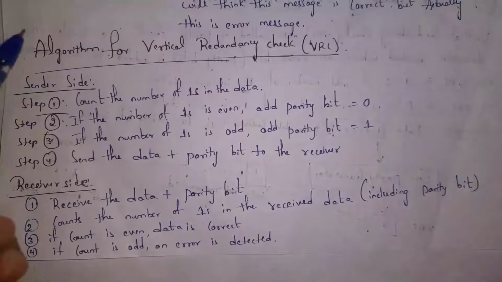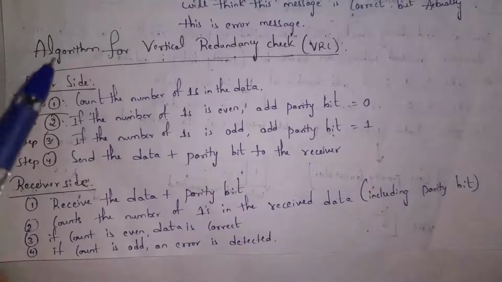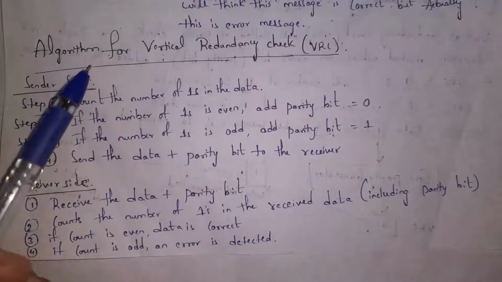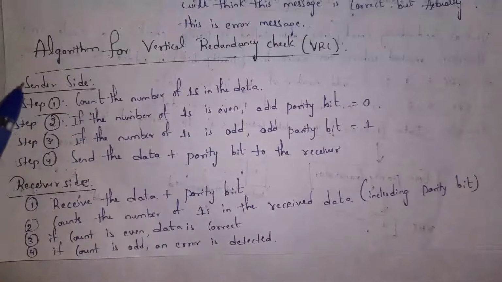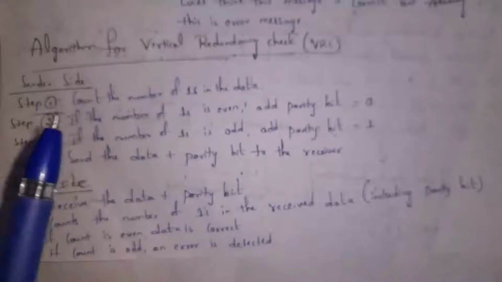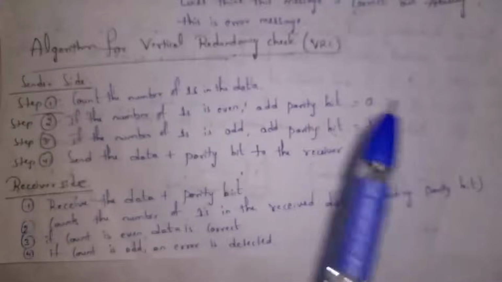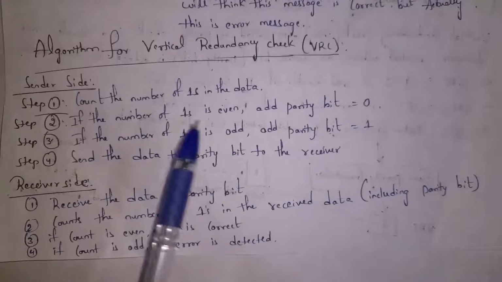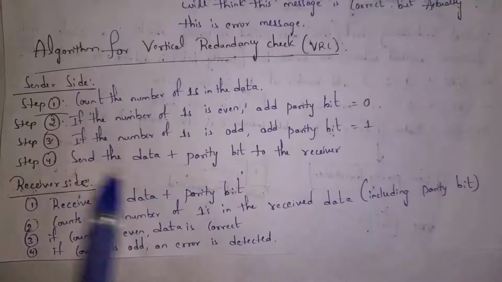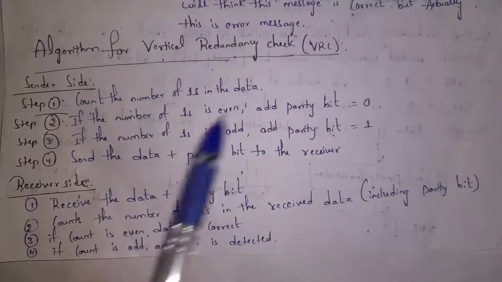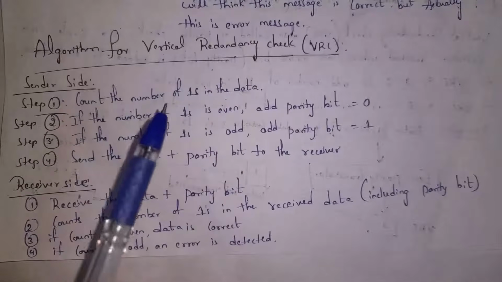This is an algorithm for VRC. So in sender side, sender will count a number of ones in data. If number of ones is even number, then parity bit value is 0. If number of ones in our data is odd number, then parity bit value is 1. So actual data and as well as parity bit value, both are combined and then data will be transferred to receiver. Now receiver receives data and as well as parity bit.